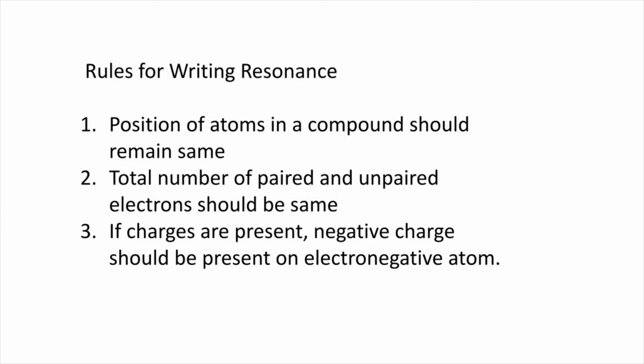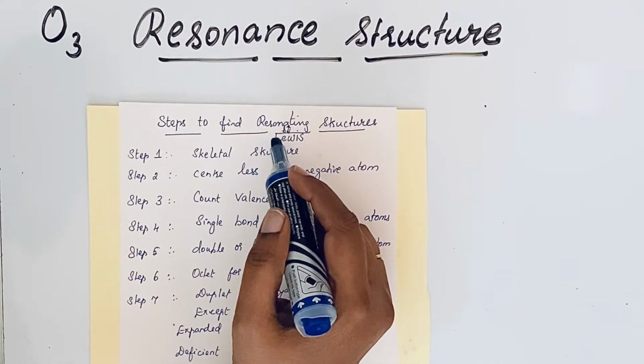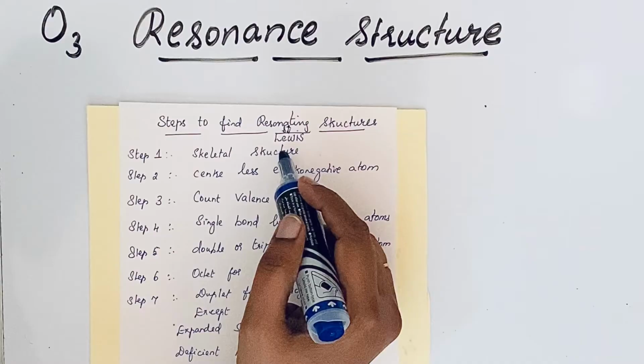According to the rules, position of atoms in a compound should remain the same. Only electrons can move. At the same time, total number of paired and unpaired electrons should be the same. If charges are present, negative charge should be present on the electronegative atom. To write resonance structure, first we need to write the Lewis structure.